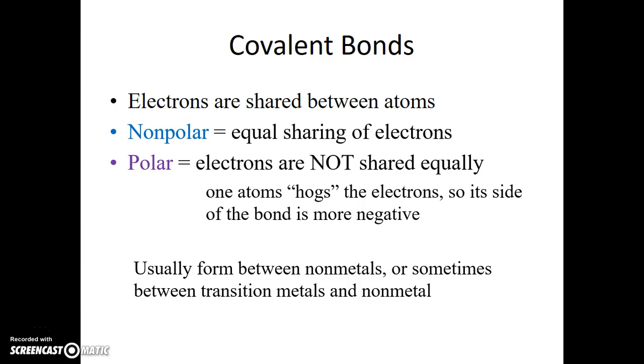A polar bond results when the electrons are not shared equally. I like to describe it as one atom hogging the electrons, and again, electrons are negative, so that side of the bond is more negative. There are certain elements that are considered sort of electron hogs because of a property known as electronegativity, and we'll talk about them in just a moment.